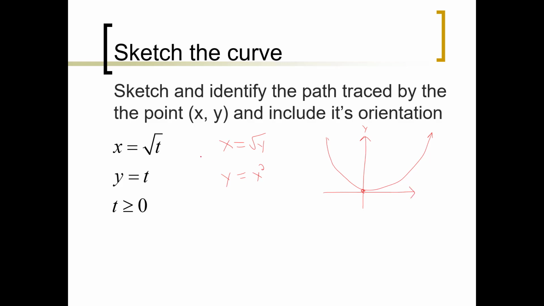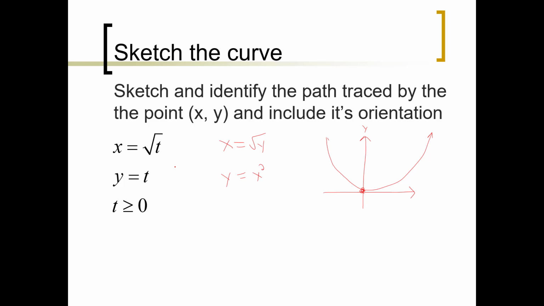But if you look at the parametric equations, notice you have a starting time value. That's when t is 0. When t is 0, we get the point that you see right here. But then also, as t increases, notice that y must increase, and x, being the square root of t, must also increase.